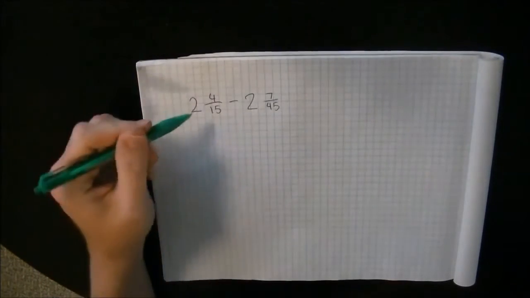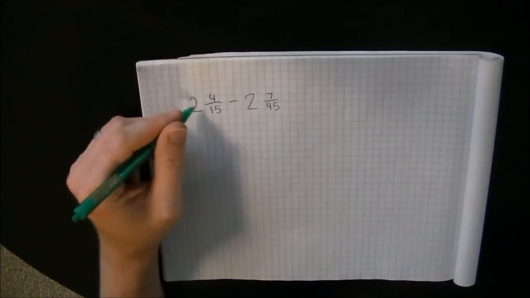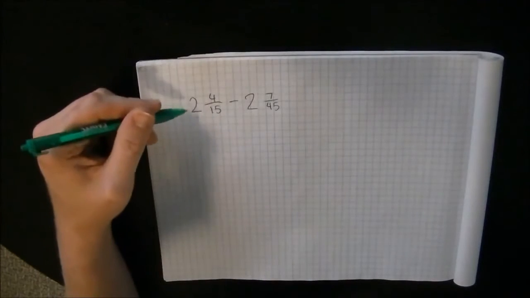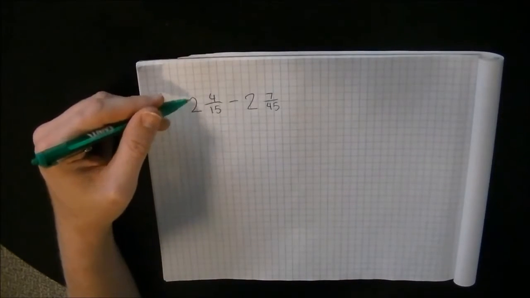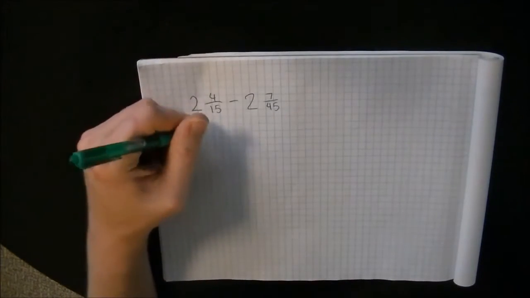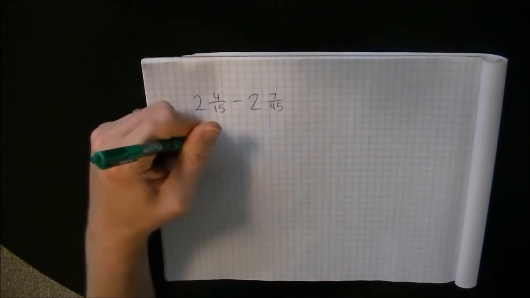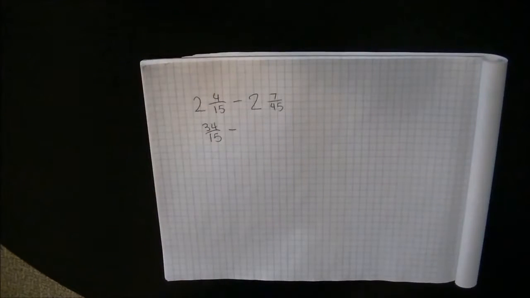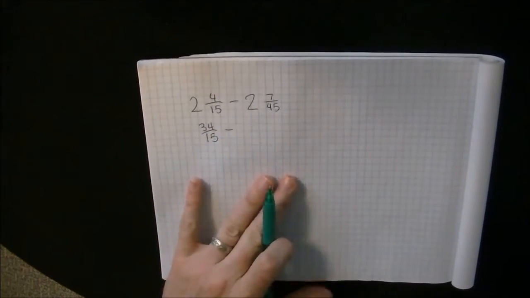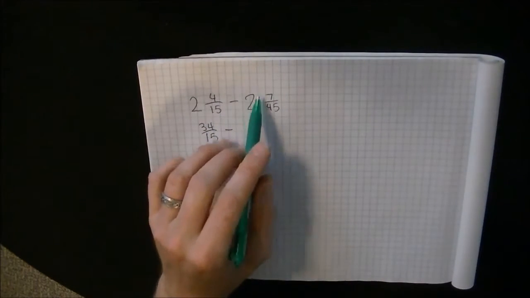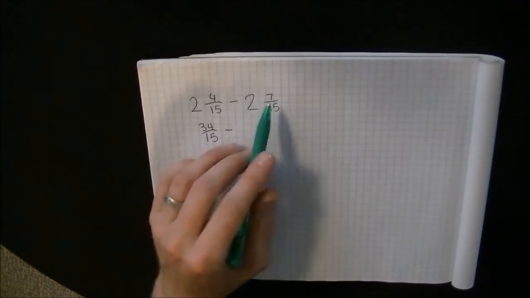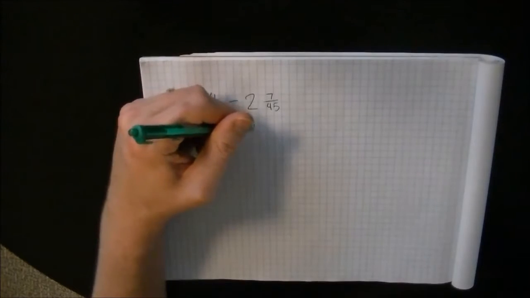So let's do that. First off, so 2 in terms of 15ths, well, there's 30 15ths in 2 wholes, so that makes this 34 15ths. And over here we've got 90 45ths, right? 2 times 45 is 90 plus 7, so that makes 97 45ths.